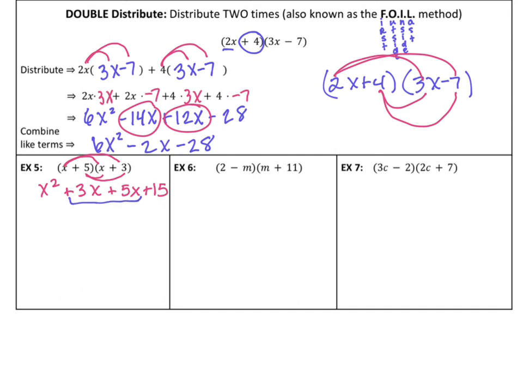Combine my 2 sets of x's here. X squared plus 8x plus 15. I am making sure that my answer is in standard form, x squared, then the x term, and then the constant. That is the correct form.